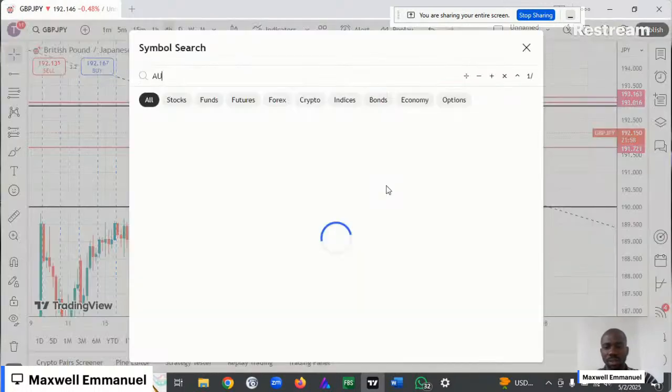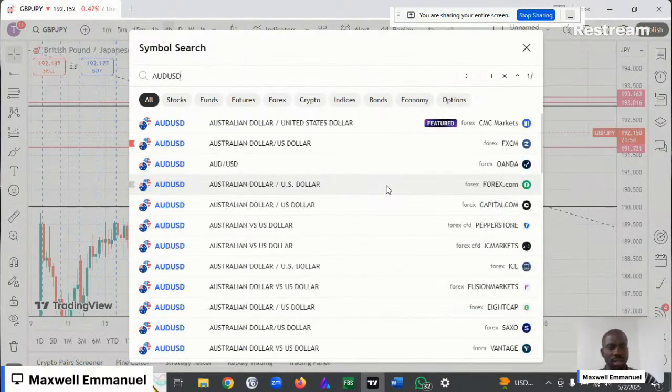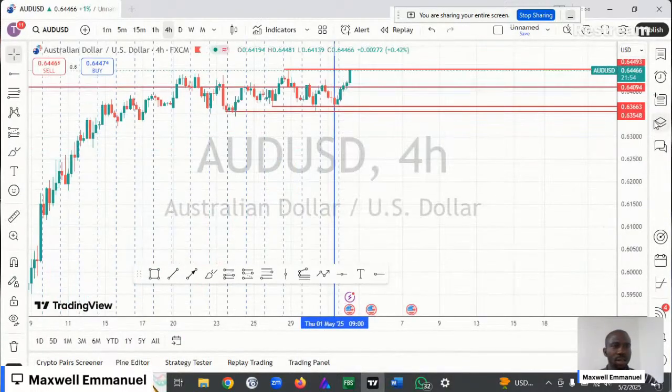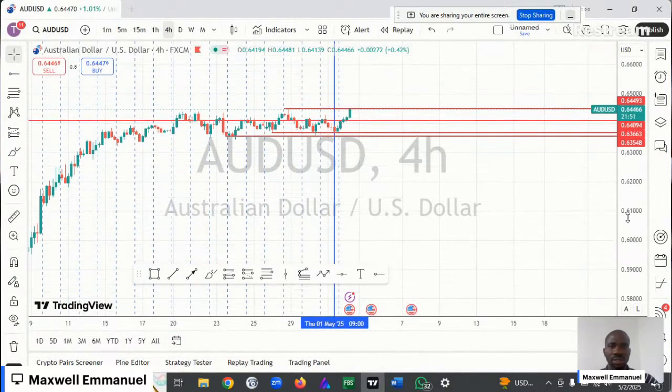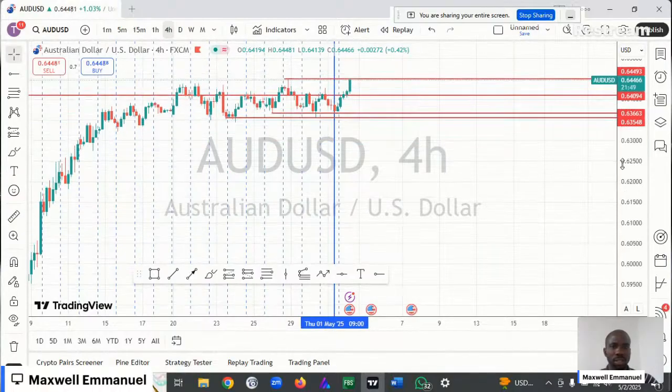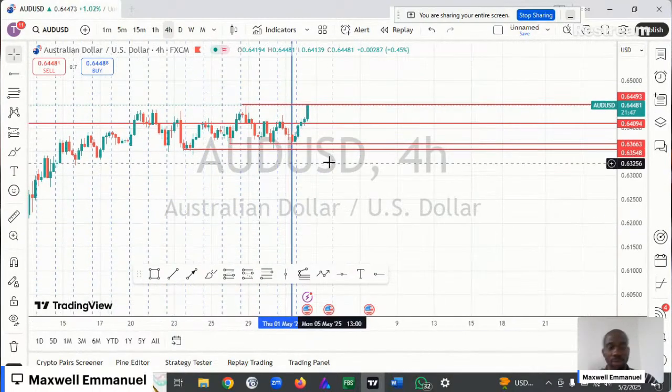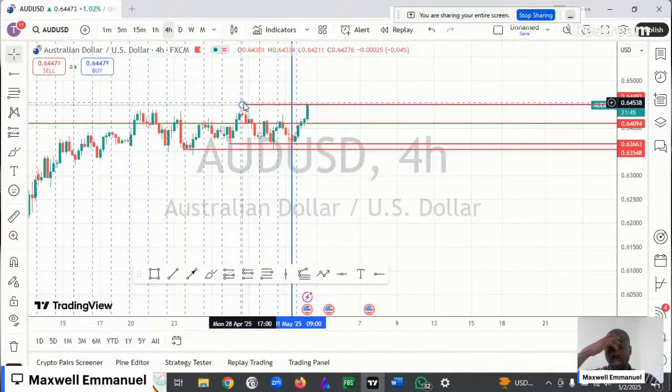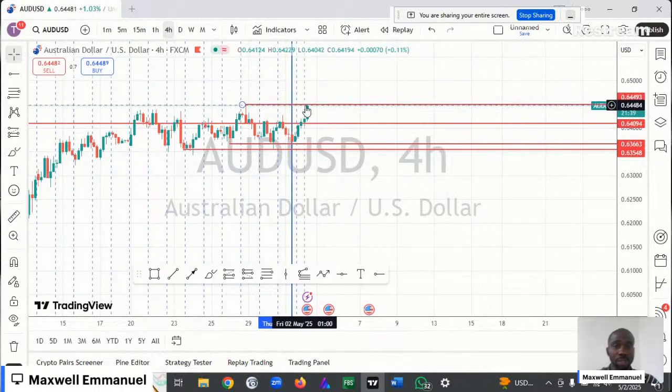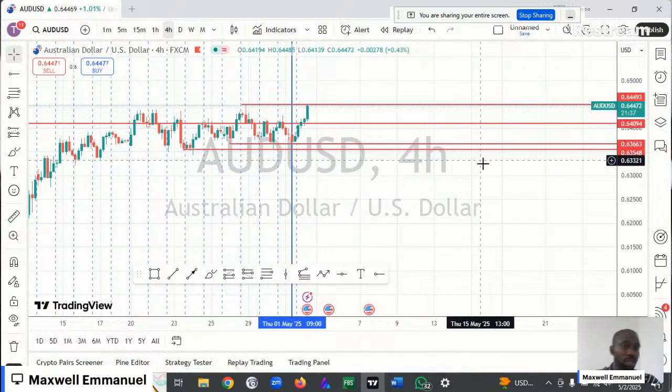Let's see Australian dollar USD. Look for sales on AUD/USD. Liquidity residing at this previous high will be cleared. After liquidity has been cleared, look for sales. Wait for a bearish reversal pattern to form on AUD/USD before you sell.